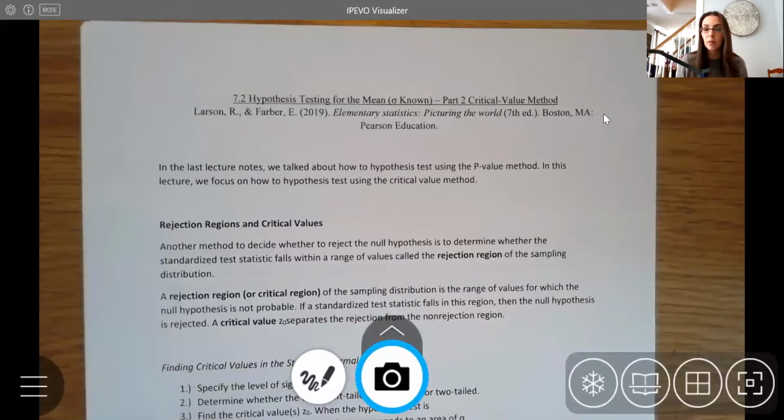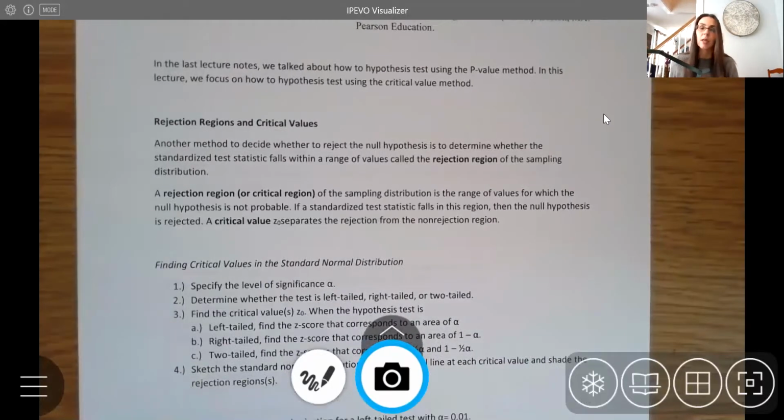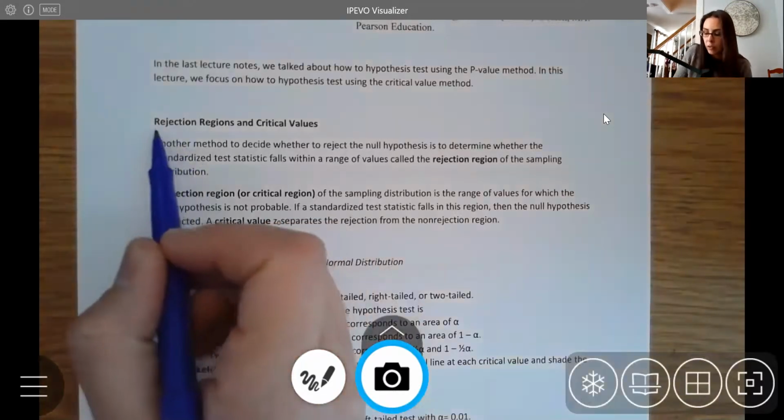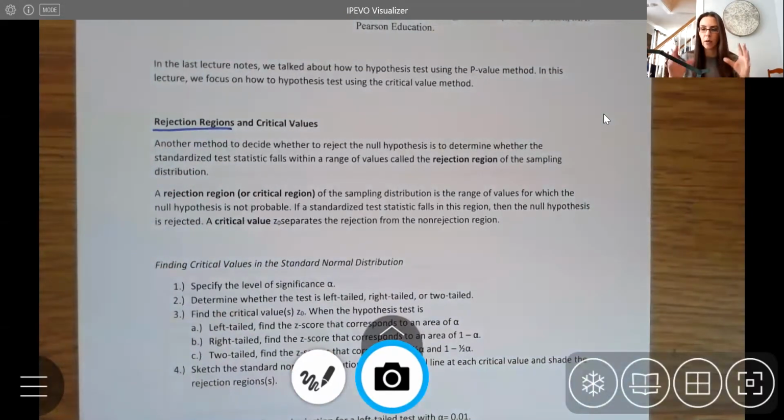But there's also the critical value method, which is another one that we can definitely look at and utilize as well. In the critical value method, it's really about the picture, drawing that bell curve and doing all of our shading. What we're doing here instead is creating what are called rejection regions. So we're going to have these regions on the bell curve such that if our value falls in those regions, we're going to end up rejecting the null hypothesis.